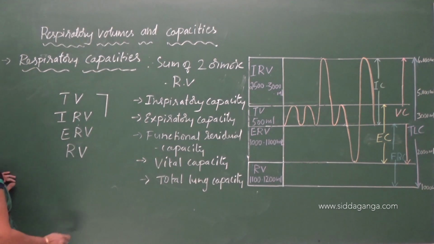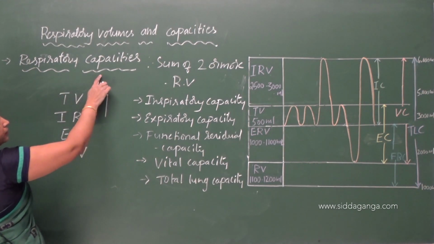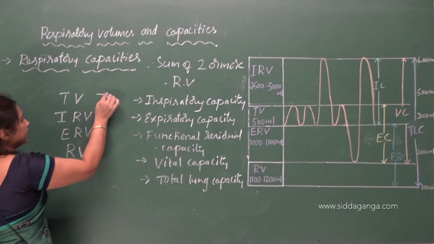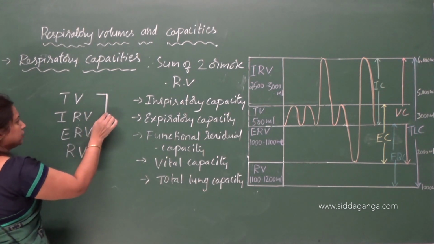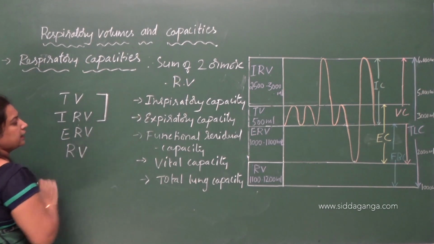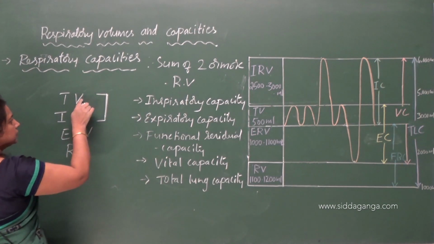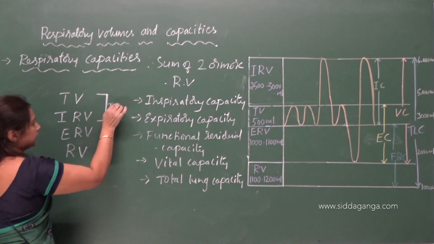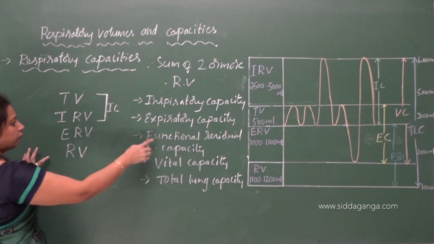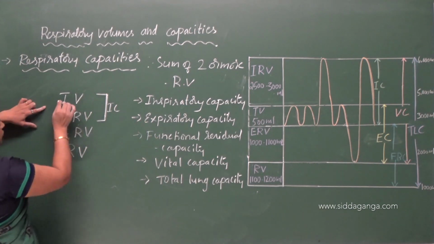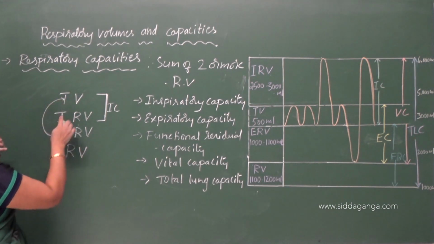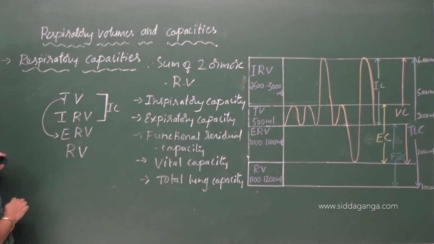As I said, respiratory capacities are the sum of two or more respiratory volumes. The sum of TV and IRV is the inspiratory capacity. So inspiratory capacity is the sum of TV plus IRV. Now expiratory capacity is TV plus ERV.